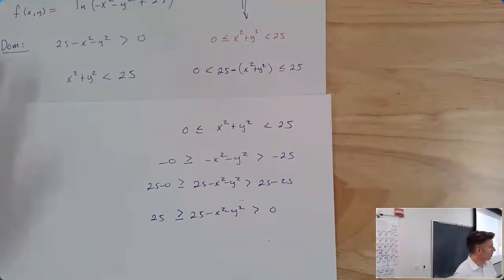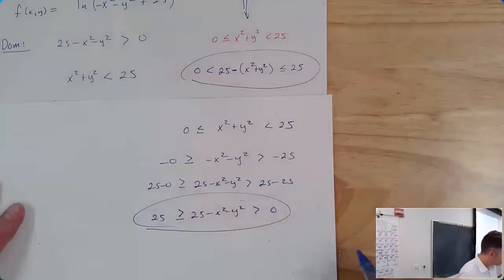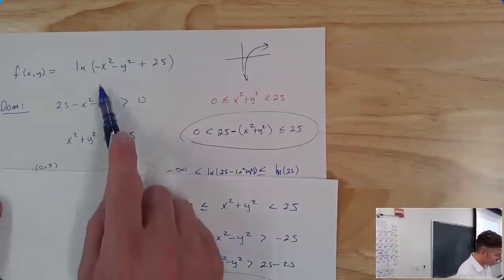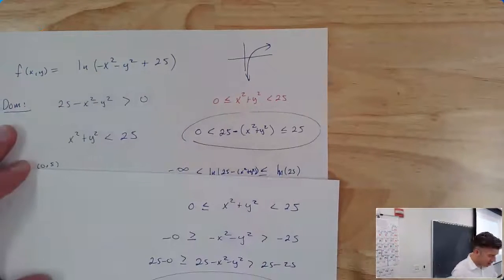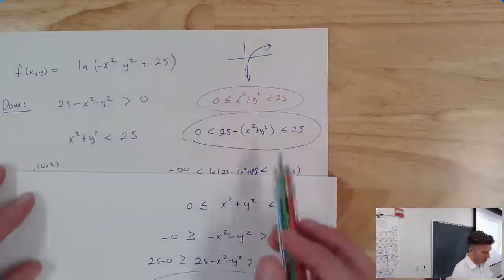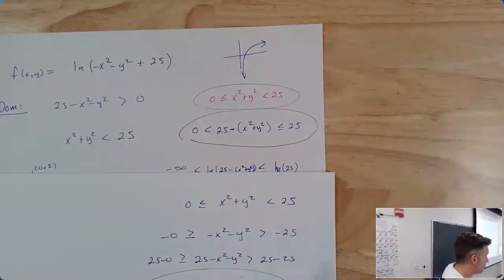So that's the more show-all-the-work way of saying that, yes, we really are getting this inequality. And then taking the natural log, because that's what's inside the function. I know I'm starting with this because that's my domain. Well, I should really say that has to be true, right? It always has to be true that x squared plus y squared is greater than or equal to 0.